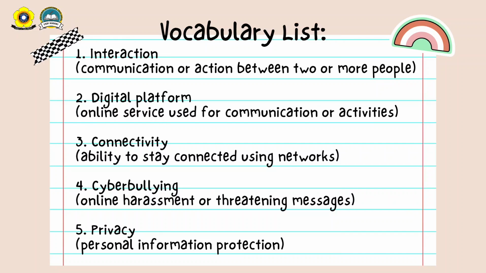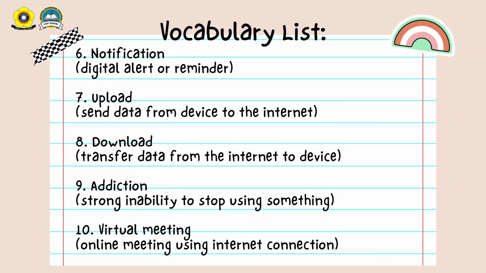Fourth is cyberbullying. Cyberbullying is online harassment or threatening messages, and we can use it for discussing negative online behavior. Fifth is privacy. Privacy is personal information protection. We can use it when talking about personal data safety. Sixth is notification. A notification is a digital alert or reminder, and we can use it when talking about pop-ups on a device.